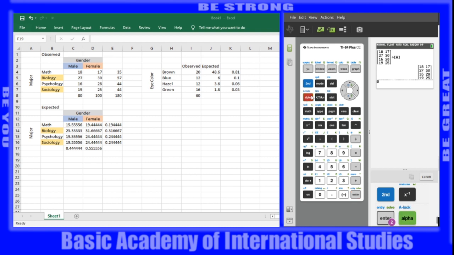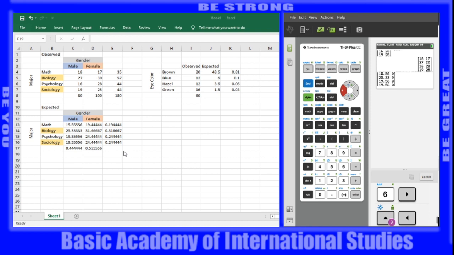So alpha, zoom, there's my matrix, enter. This right here, I'm going to input with my predicted values. We'll round these numbers a bit. So 15.56, we'll do 2 digits. 25.33, 19.56, and 19.56. Doing the exact same thing.